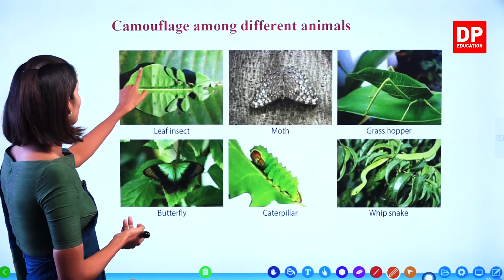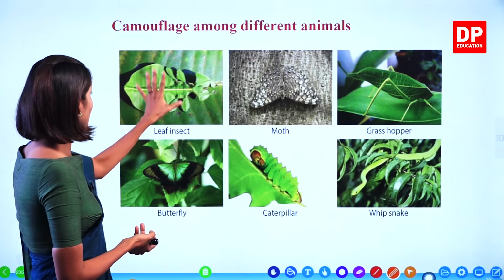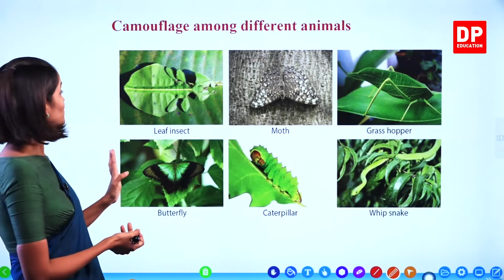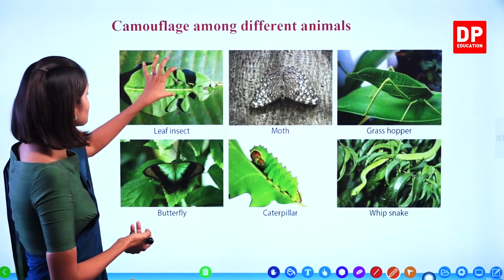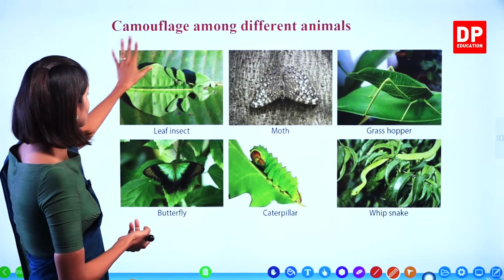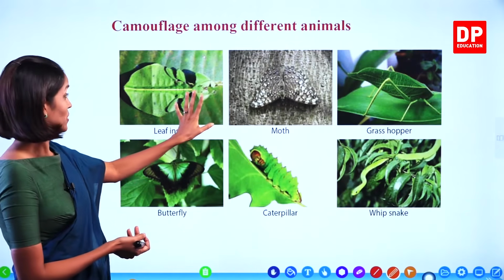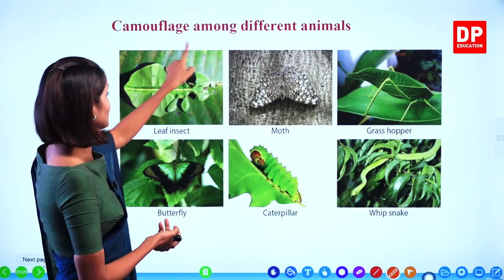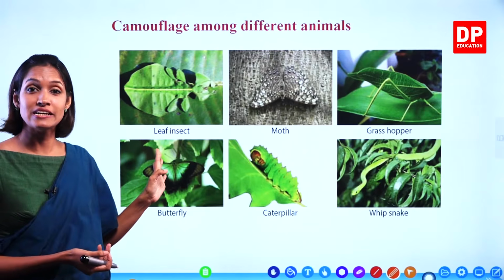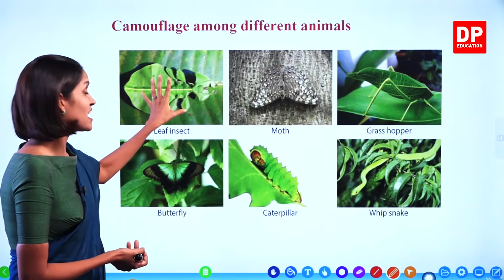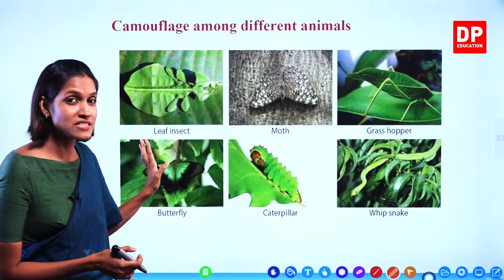Look at the shape of the animal. It's exactly like a leaf. Okay, and look at the color. Now this leaf insect is on a leaf of a tree. Okay, so the leaf is green, and the animal is also green. So their predators cannot spot these animals at once.